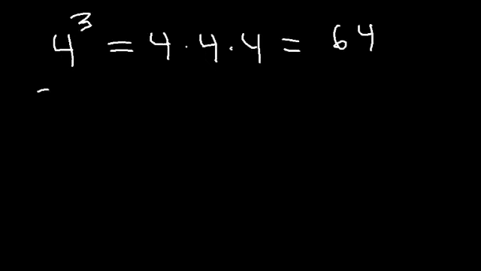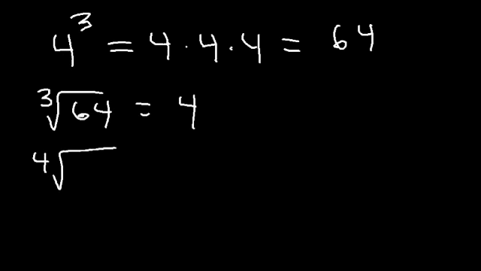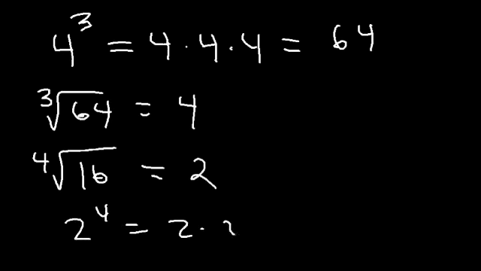Now, let's say if you wanted to evaluate 4 raised to the 3rd power. What does that equal? Now, 4 cubed means that you're multiplying 3 fours. 4 times 4 times 4 is 64. Likewise, if you want to find the cube root of 64, you need to find what number times itself 3 times is 64. So what times what times what is 64, which we know to be 4. So let's say if you want to find the 4th root of 16, what times what times what times what is 16? This is 2, because 2 to the 4th power, which is 2 times 2 times 2 times 2, that's 16.